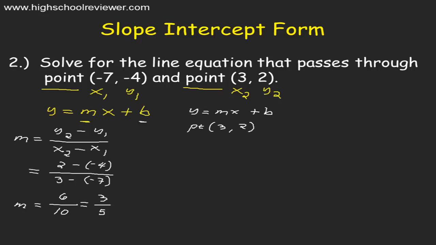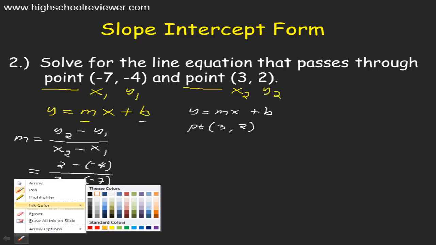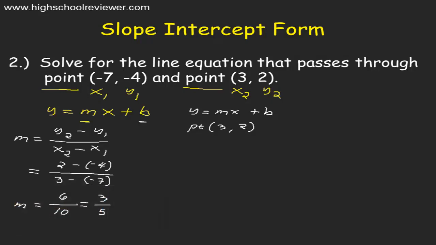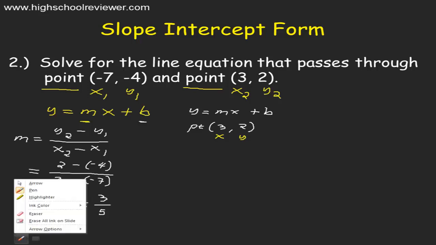So this is x. Okay, let's change the color. So this will be x and this will be y. You may use any of the two points, but for now, we will use points 3 and 2. Okay, so let's continue.